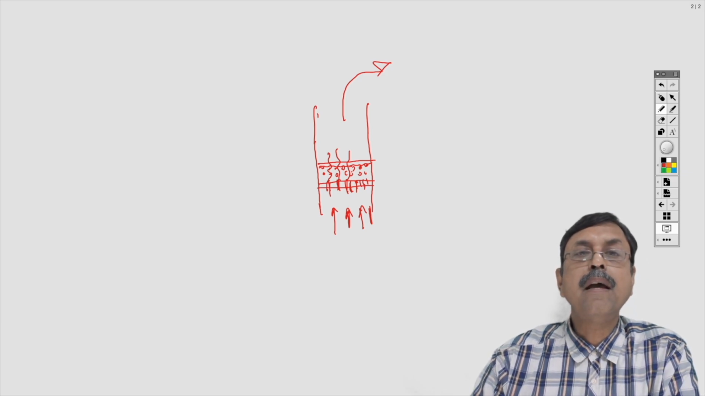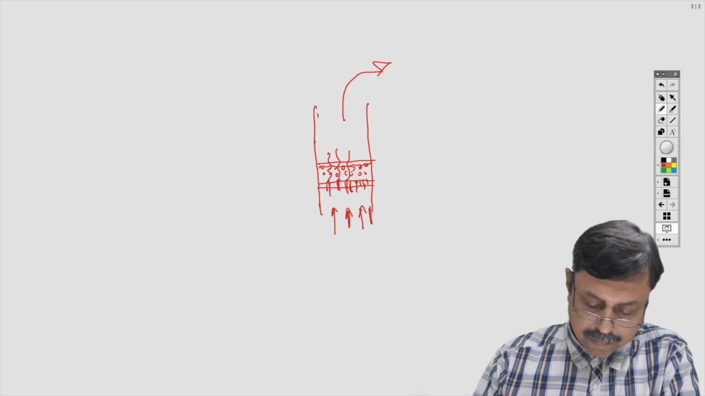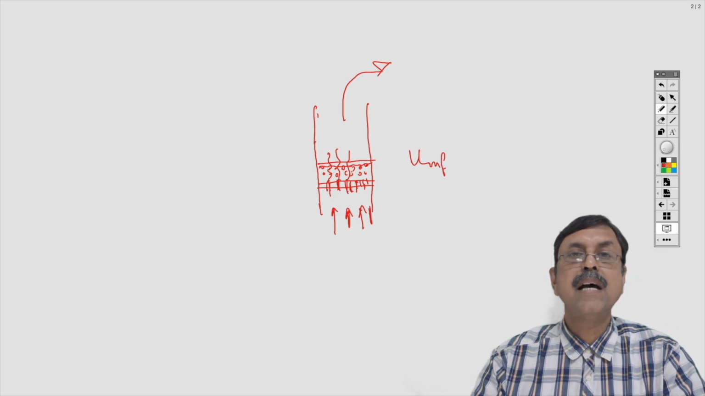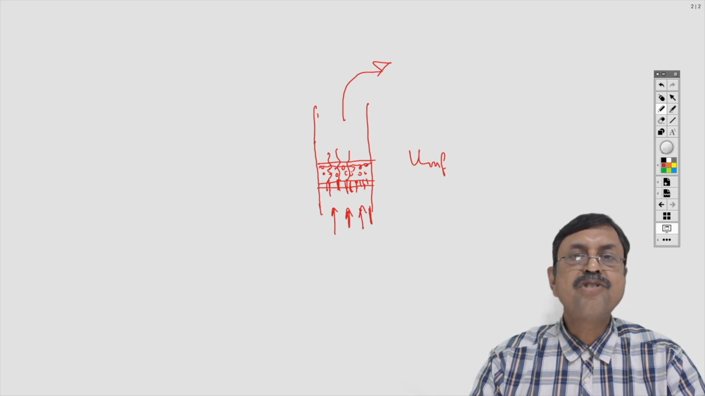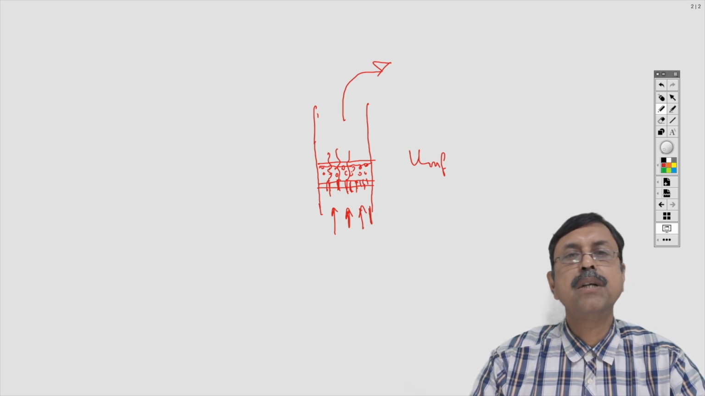Then ultimately there will be a point when the entire bed will start floating. In other words, there will be no portion of the bed which will be static anymore. And that's called the minimum fluidization velocity. It is written as UMF. If the bed expands like this and all the particles start floating on the stream, then the entire surface area of a particle will be exposed to the gas. And that is called the fluidized condition of the bed.